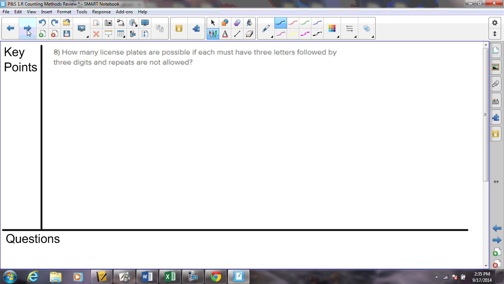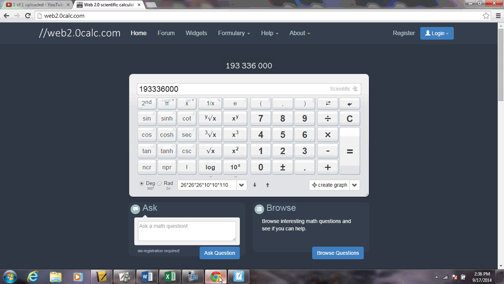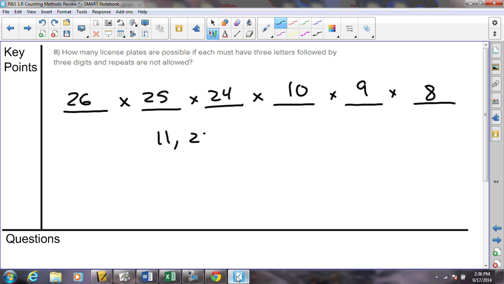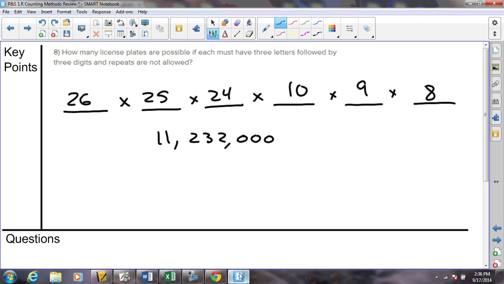So, same problem. But how many license plates are possible if you can't repeat? But we still have the letters 26, 25, 24. And then we have the digits 10, 9, 8. Well, we'll run over to our calculator, multiply those out. 26 times 25 times 24 times 10 times 9 times 8, which gives us 11,232,000. So there we go. Still, a lot of license plates available, even if you don't allow repeats.